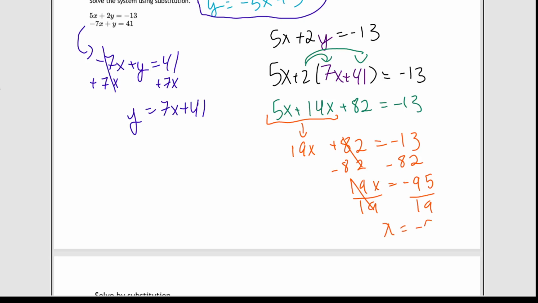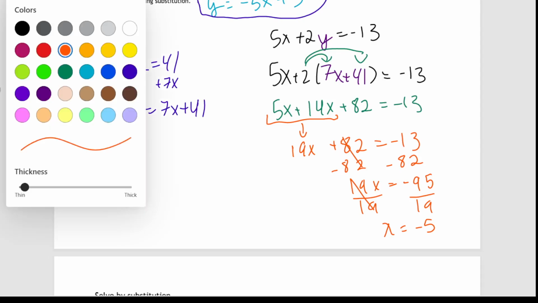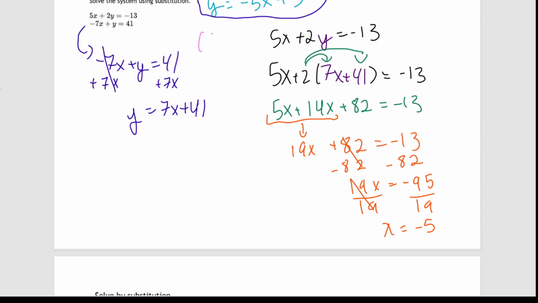In particular, 5 times. You might be wondering, how did I do that in my head so quickly? Well, 20 times 5 is 100, and then 100 minus 5 is 95. And 19 is only 1 off from 20, so 19 times 5 should be 5 off from 20 times 5, which is exactly what we just confirmed here. So we have that x is equal to -5, and that is the first part of our coordinate here.